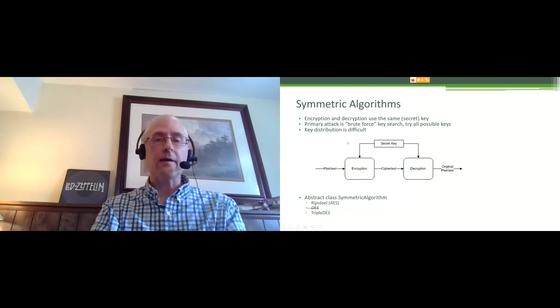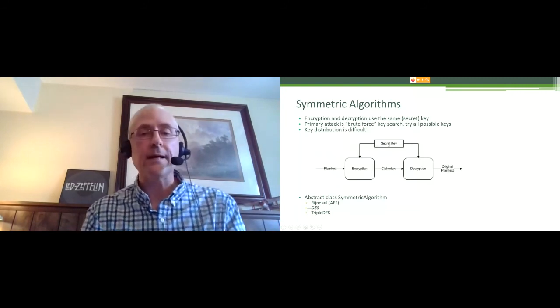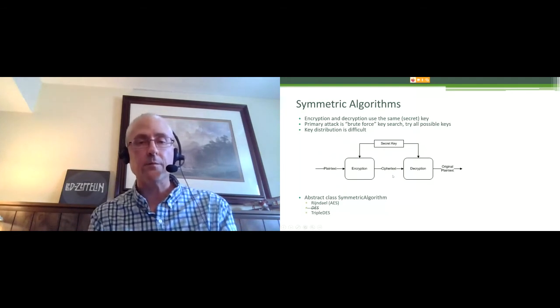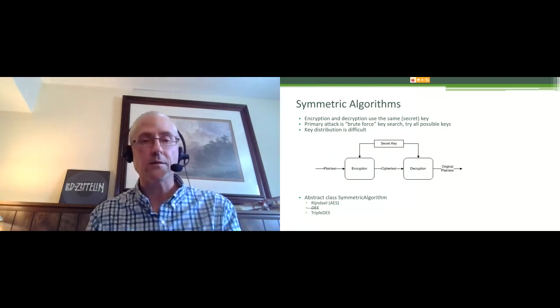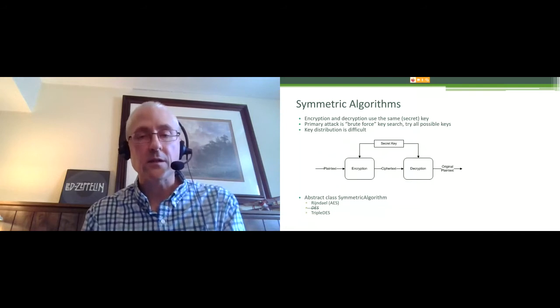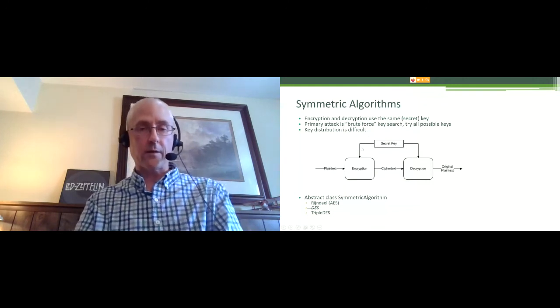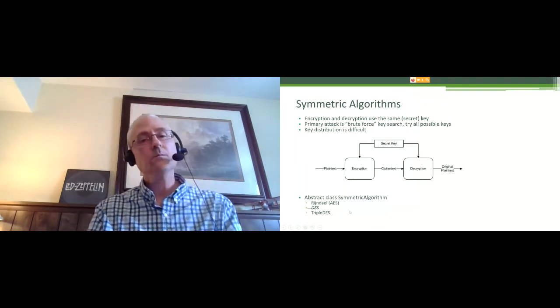The primary attack for this is that people will try to guess your secret key. If you're using a good algorithm, they're not going to break the algorithm. They're just going to try every possible key. So the good news is this is super fast and it's easy. The problem is it's hard to give out keys. And we'll talk about that a bit when we get into asymmetric.